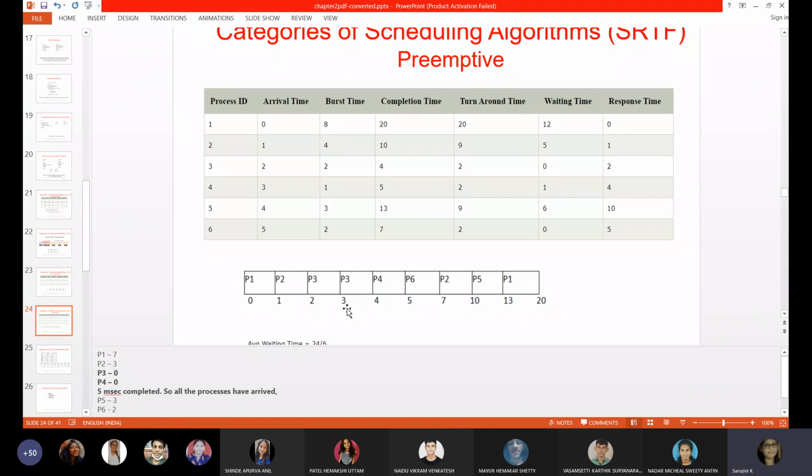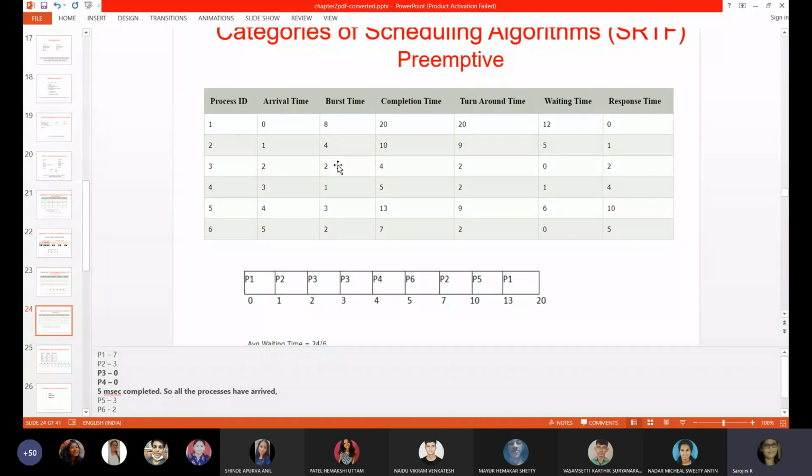So at 3 milliseconds, which processes are there? All these processes are available. In this, which is the shortest remaining time? Please be careful and listen here. P3 completed 1 millisecond, and its actual execution time is 2 milliseconds. So the remaining time is what? 1 millisecond. So P1 7 milliseconds, P2 3 milliseconds, P3 1 millisecond. The newly arrived process P4 is also 1 millisecond.